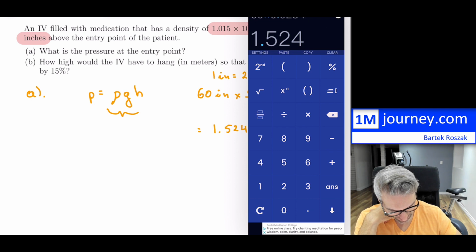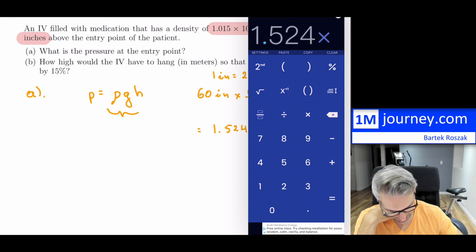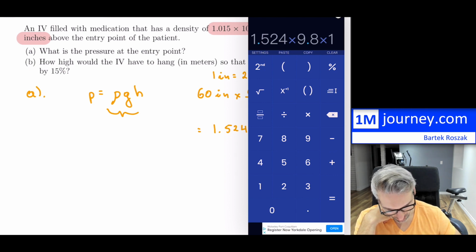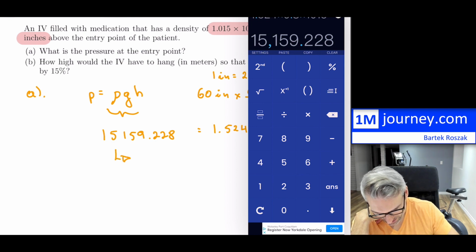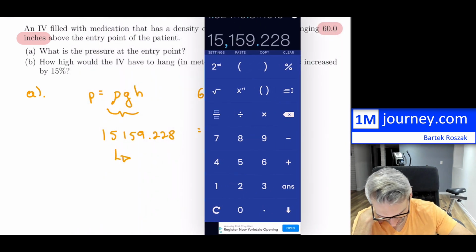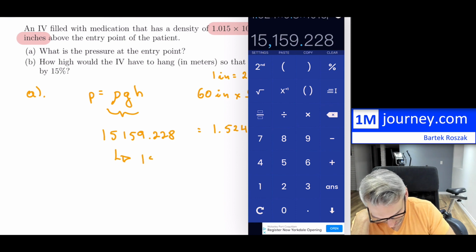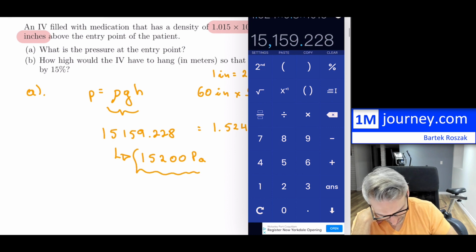So here's my height, I already have it on my calculator, times 9.8, which is the g, times 0.015 times 10 to the 3, which I'll change right away. So that's going to be 1.5 right there, from scientific notation. And that would give me my pressure, which is 15,159.228. We want to round to the same number of sig figs as the question has. So it looks like it's 3. So 1.52 times 10 to the 4, and that would be pascals in metric standard units.